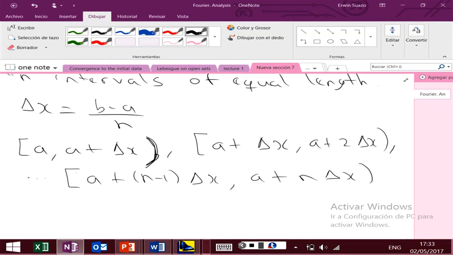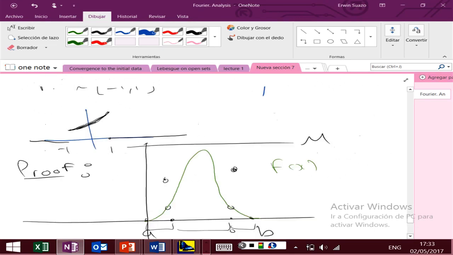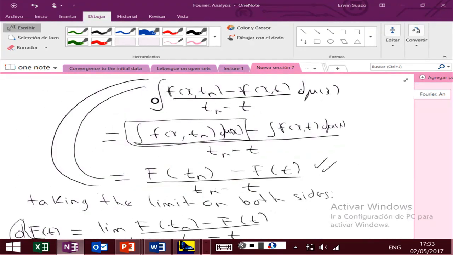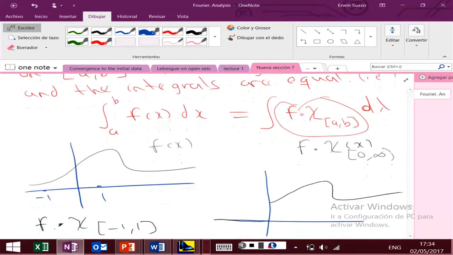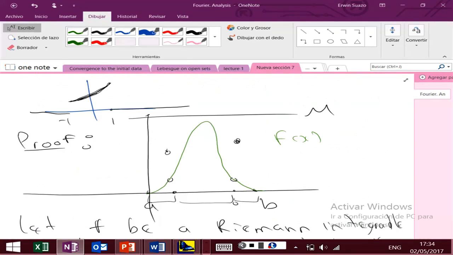So basically what I'm doing here is dividing just like I do in calculus 1.